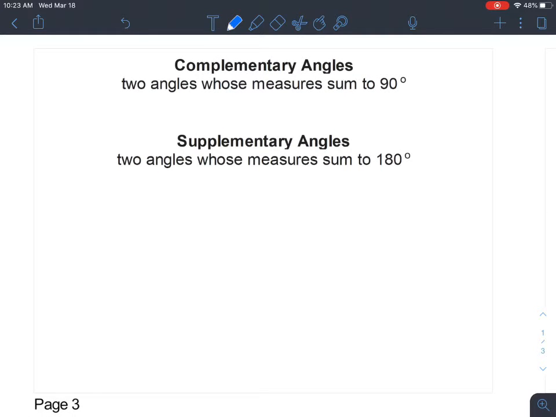Alright, now we get into the definition for complementary and supplementary angles. So complementary angles are two that will add together to equal 90 degrees, and then supplementary angles are ones that add up to 180.